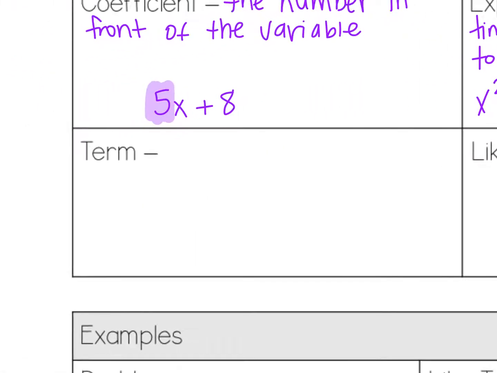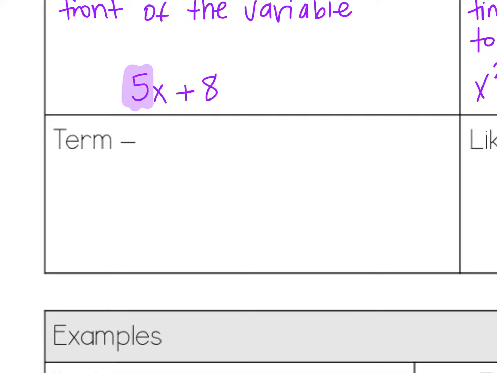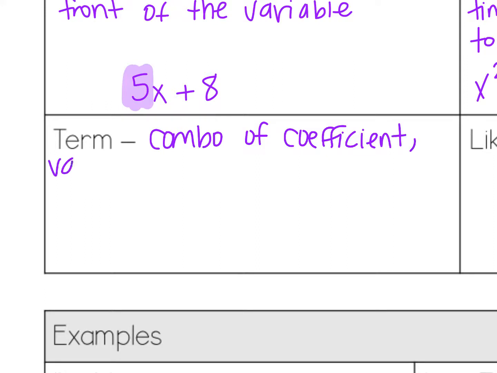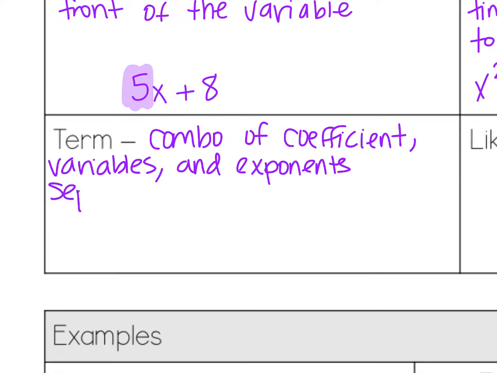Okay, so since this lesson is about combining like terms, we need to know what terms are. So a term is a combination of all the other things we've just learned about. A term is a combo of coefficients, variables, and exponents, separated by either a plus sign or a minus sign. So I'm going to put plus or minus.